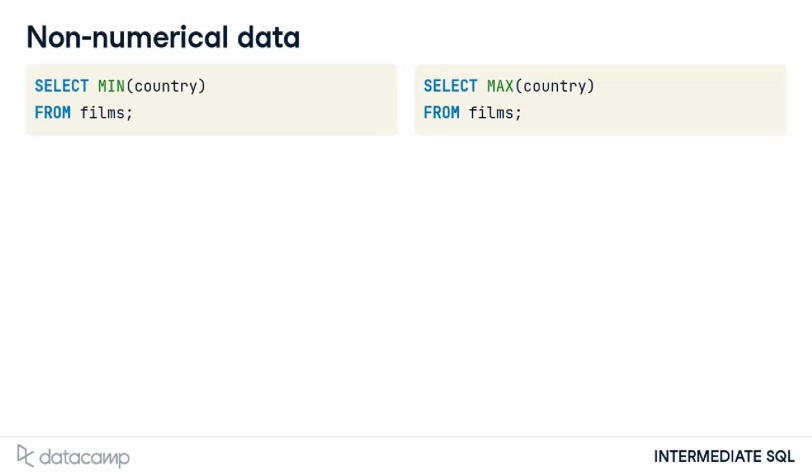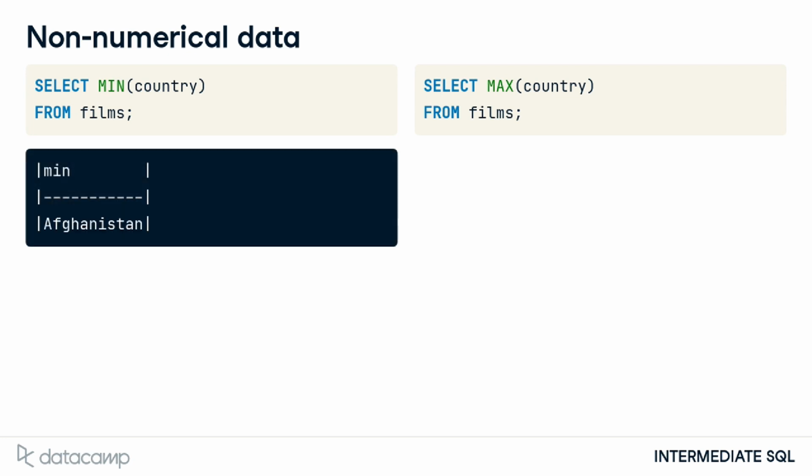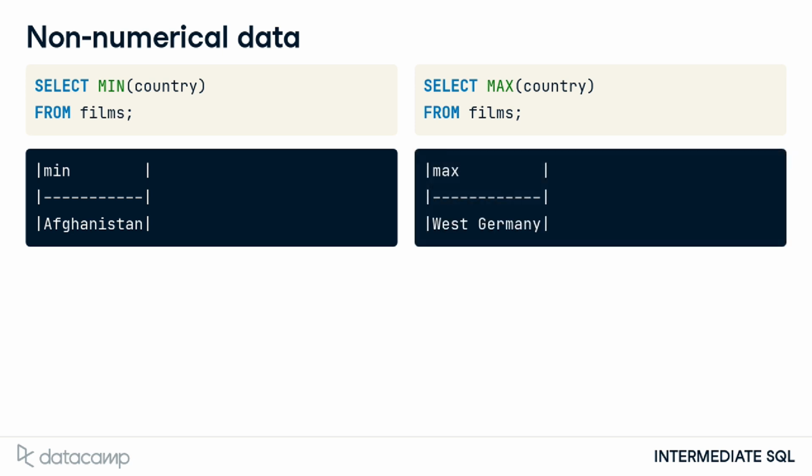Here are some examples of using these functions with non-numerical fields. We can select the minimum and maximum country from the films database and see that our minimum country, or country that would come first in the alphabet, is Afghanistan. In contrast, West Germany is the maximum country that would come last in the alphabet.